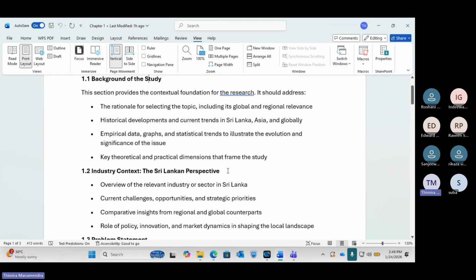This is all your work. And in chapter 1 you predominantly bring in references and also put in your own words.